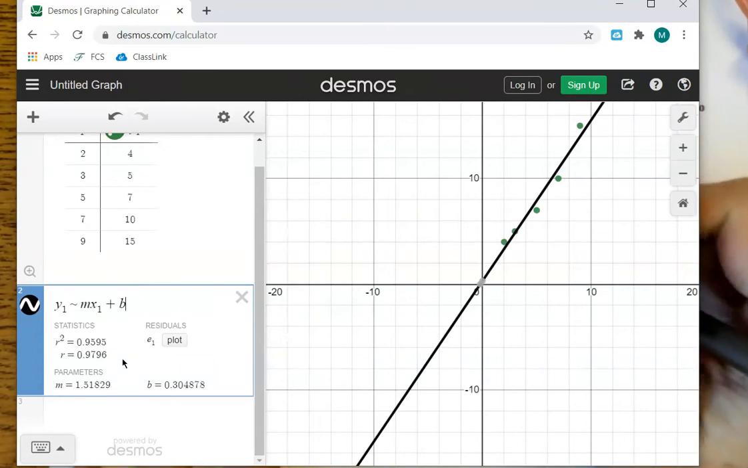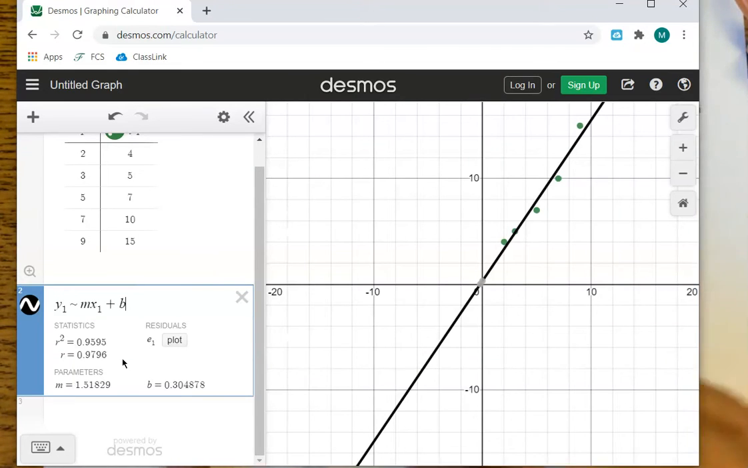The R is 0.9796. Two words to describe that R. Tell me about the strength and the direction of the correlation. Alright, I hope you said strong, positive.